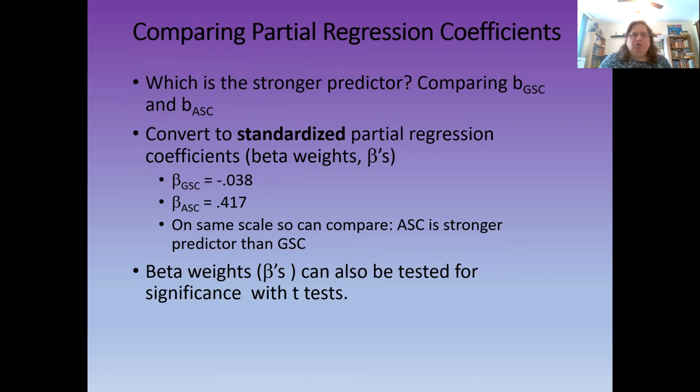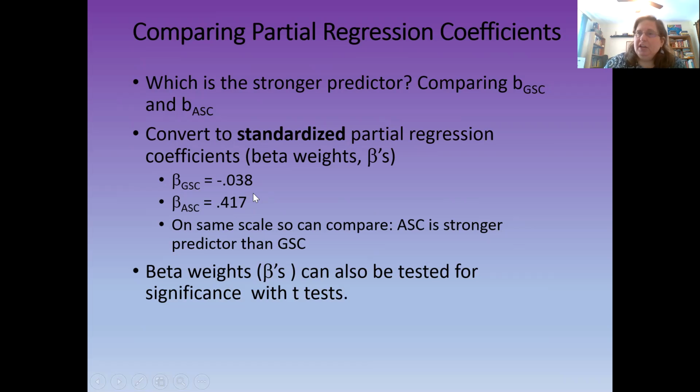So in comparing partial regression coefficients, what's the strongest predictor? We're comparing the B's for GSC and the B's for ASC. One way to do that is to not just look at your B's, but look at your betas, the funny B, okay? Look at your standardized partial regression coefficients, or your beta weights. These two are much more comparable. They are on the same scale. This is 0.417. This is negative 0.038.